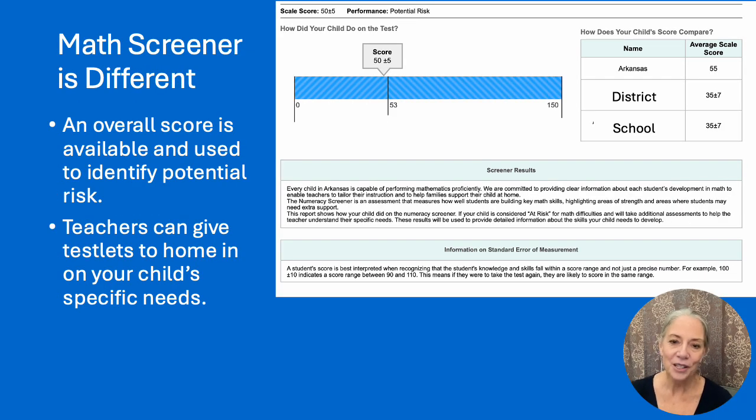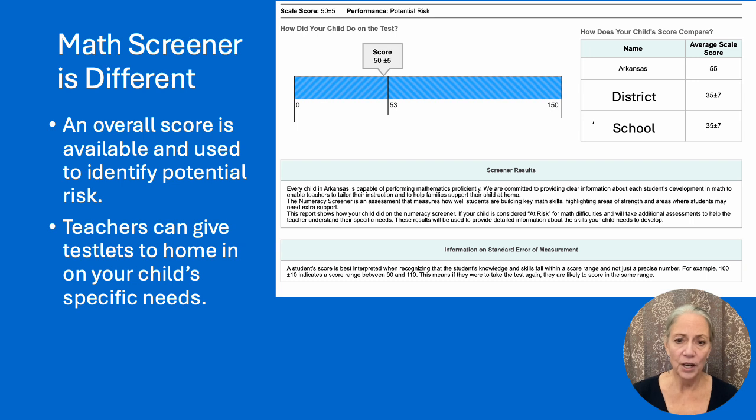So the math screener is different because math is different. In the math screener, this particular screener was developed to test the grade level standards, but really look at the foundational skills that students would hopefully come to the grade level with or learn in the early parts of the grade level. On the math screener, you only get an overall score, and you can pay attention to that overall score because we didn't drop items. We didn't have the clunkiness of the items. And the overall score is what is being used in math to identify potential risk.